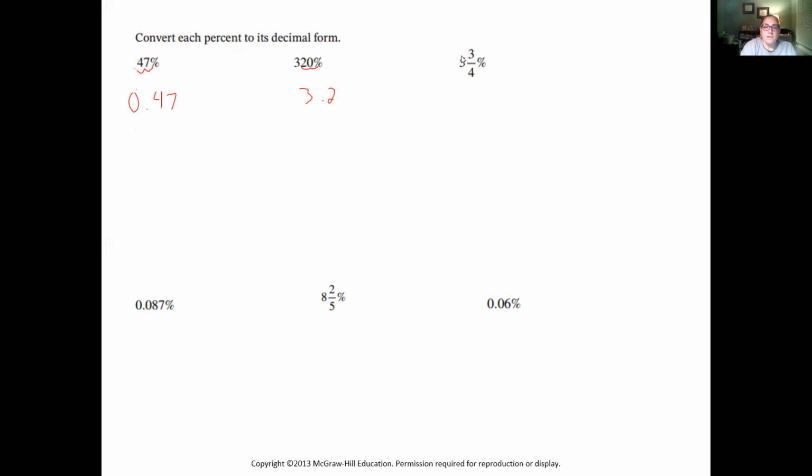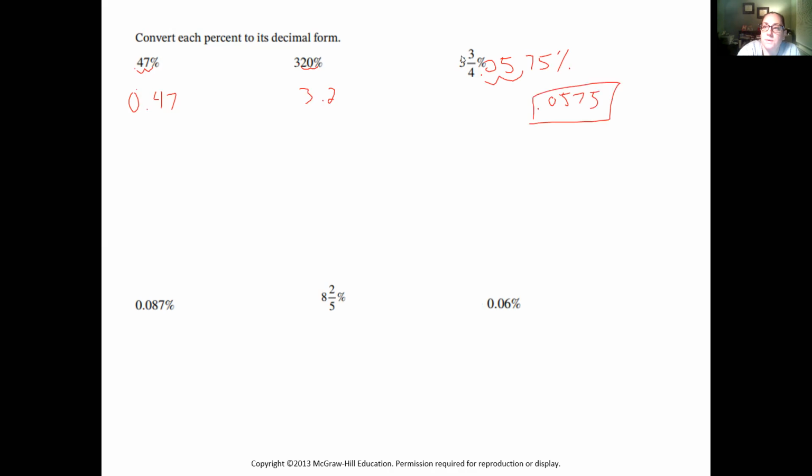So 5 3/4, this is what I was saying before. You can keep 5 the whole number and then divide 3/4 to get the decimal, which would be 5.75%, because it's still a percent. And then you would have to go 1, 2, and it would be 0.0575.